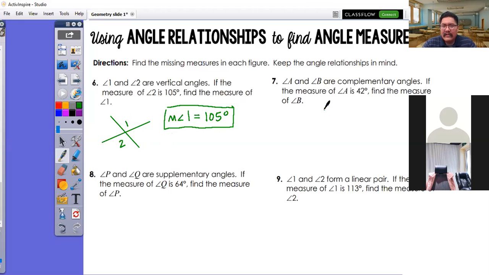All right, A and B are complementary angles. If the measure of angle A is 42, then find the measure of angle B. All right, so this one's pretty much the same one, or not really the same one, but it's similar. In fact, I think all of these are gonna be kind of similar.